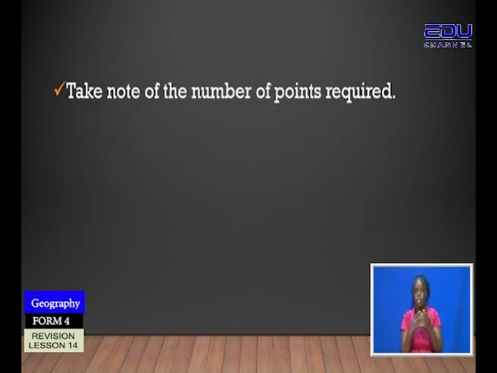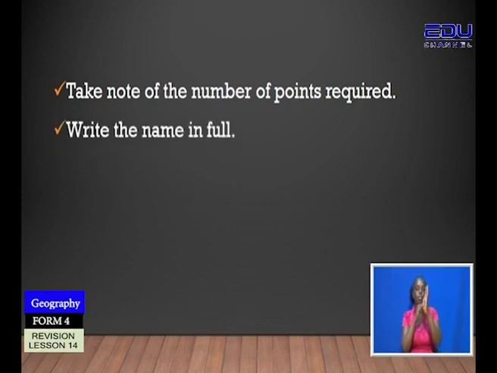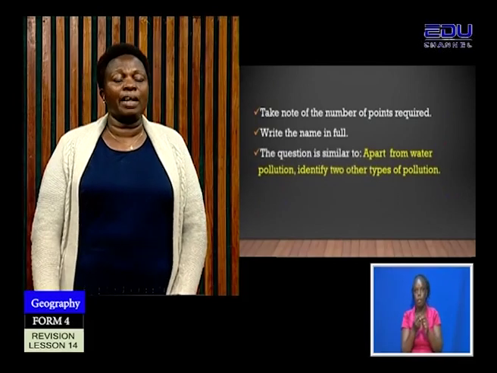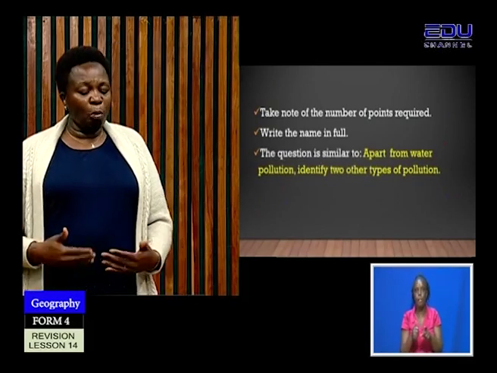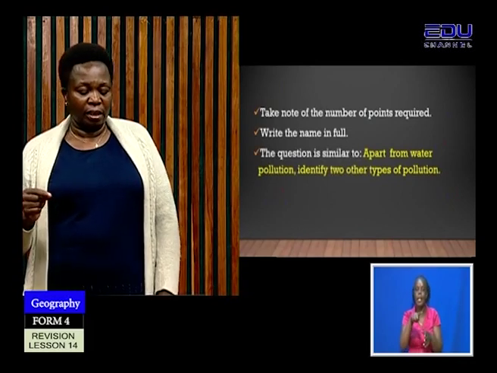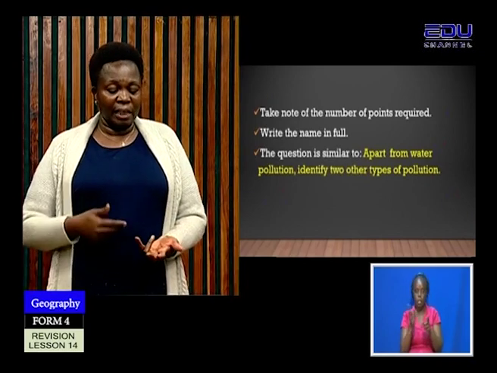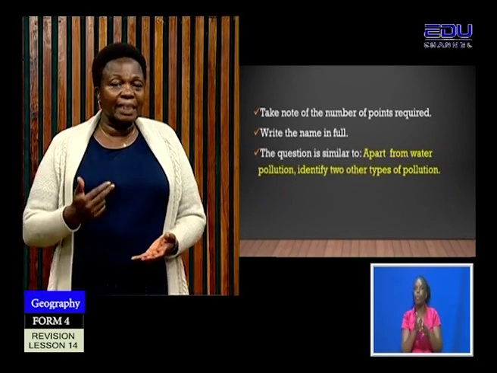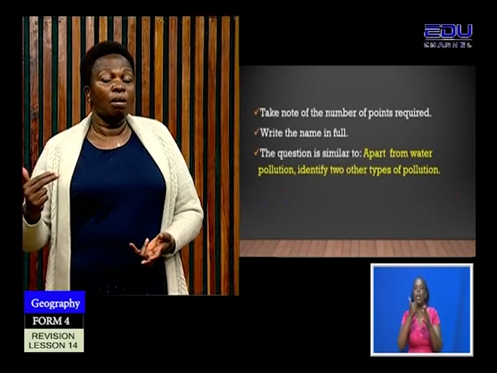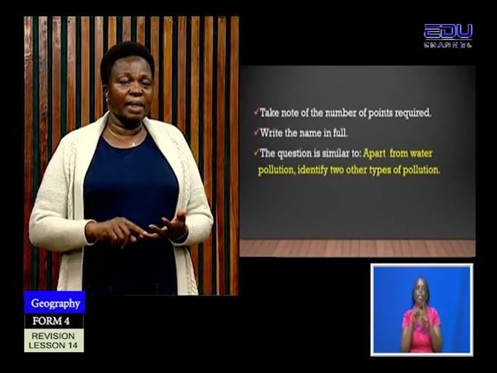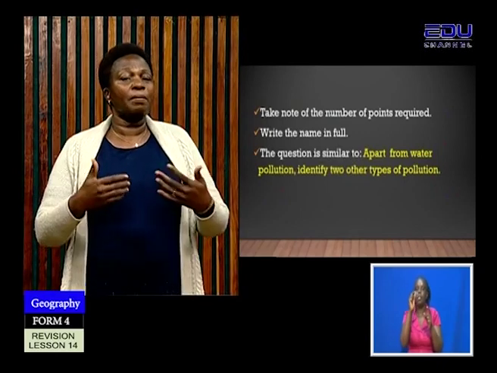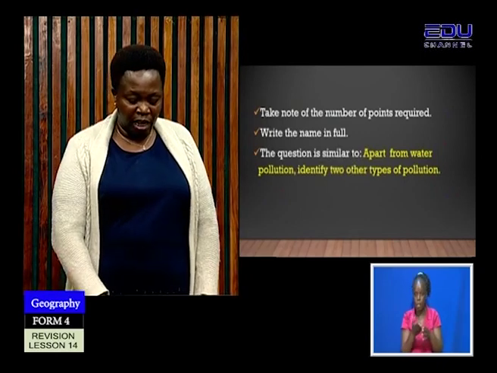Now take note of the number of points that are required as per the instructions given, so that you get your full marks. Write the name in full. Don't write it in short. Then the question is similar to another one here: apart from water pollution, identify 2 other types of pollution. It may even be phrased as, apart from water pollution, list 2 other types of pollution. So name, list, and identify will simply require you to answer the question in the same way.